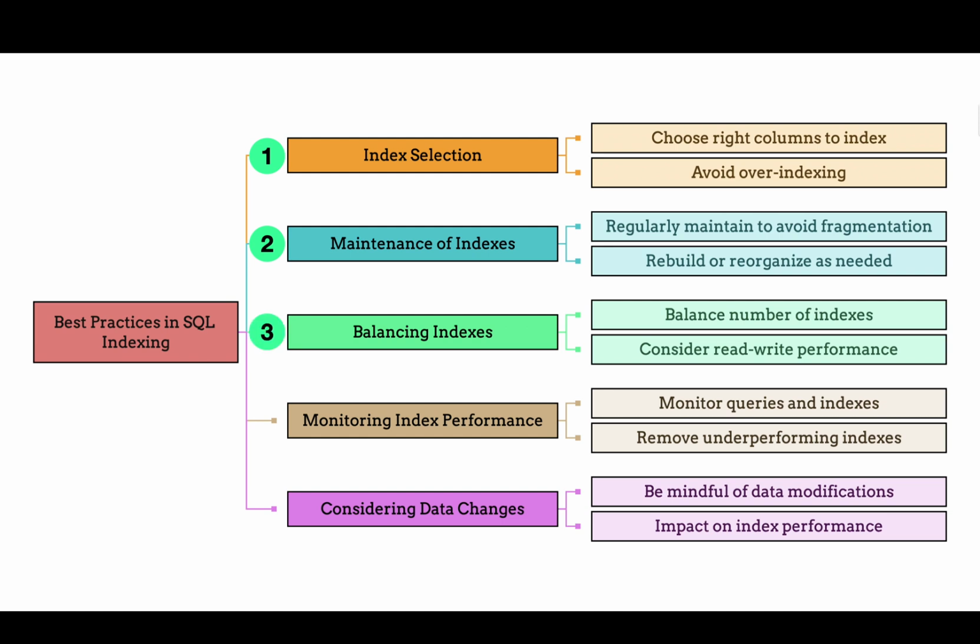3. Balancing indexes. Find a balance between the number of indexes and the performance benefit they provide. More indexes can improve read performance but may degrade write performance. 4. Monitoring index performance. Continuously monitor the performance of queries and indexes. Remove indexes that are no longer used or that contribute little to performance improvement. 5. Considering data changes. Be mindful of how data insertions, updates, and deletions affect index performance and structure. Frequent changes can lead to index fragmentation.